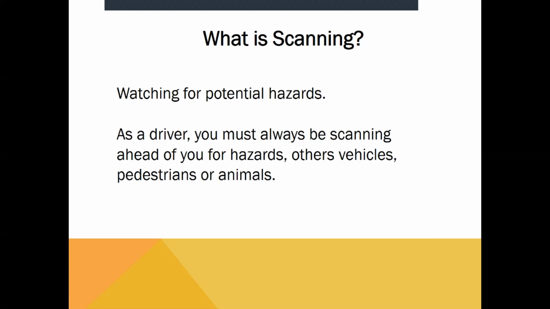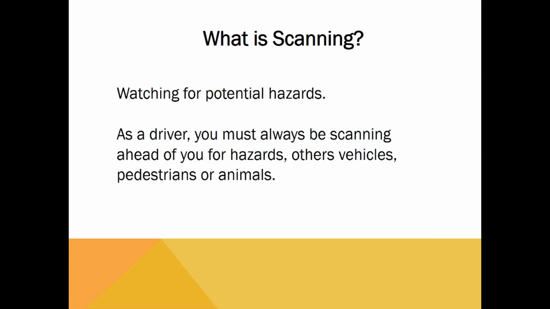So what is scanning? It talked about scanning a little bit, where you're always watching for potential hazards. And as a rule of thumb, they say that drivers should be scanning every 45 seconds or a minute. Your eyes should not just be fixated on one single point in the road. You should always be moving your eyes around, checking mirrors, checking up ahead, looking at different signs that are coming up, looking for construction zones, all those sorts of things.